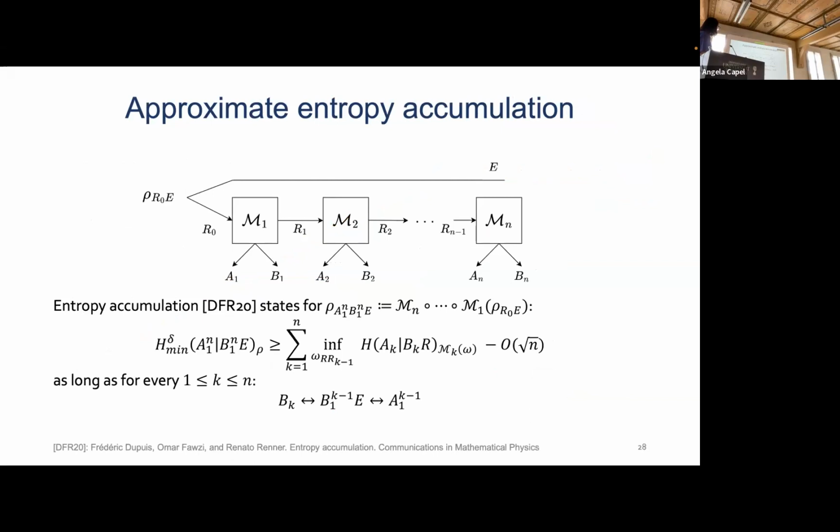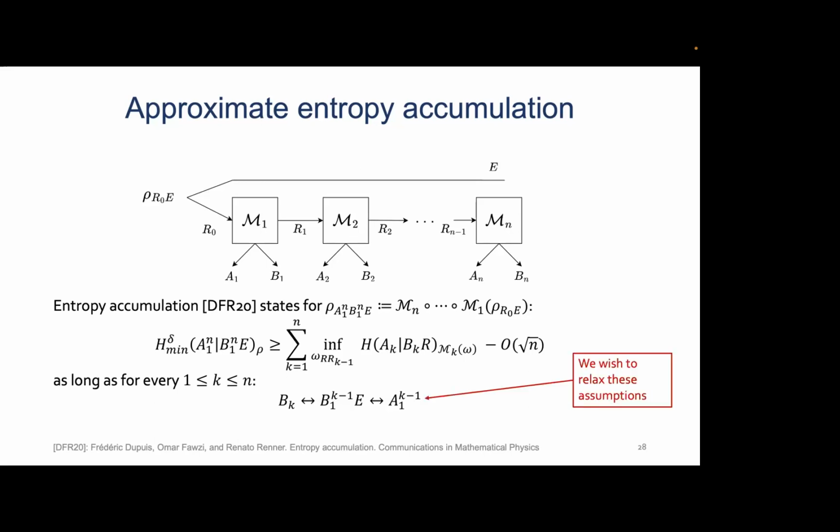So another approximation chain we study is the scenario of approximate entropy accumulation. In entropy accumulation, you begin with some, say, rho R naught E, and then you apply a bunch of maps M_k to the R registers of the state, which produce some registers A_k and B_k. You can think of the registers A_k as some sort of secret information, and the registers B_k as some sort of side information which is leaked to the adversary. And then the entropy accumulation theorem just says that for the final state, which is this one, as long as it satisfies these n Markov chain conditions, we can bound the smooth min entropy of this state using this thing which looks like a chain rule itself.